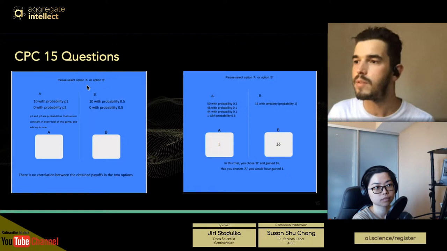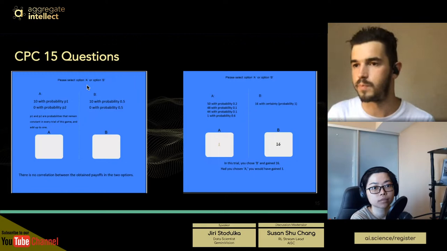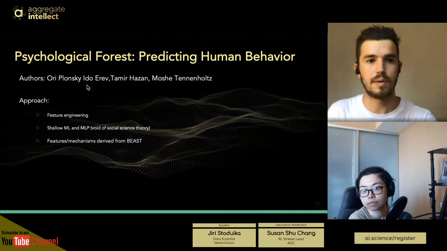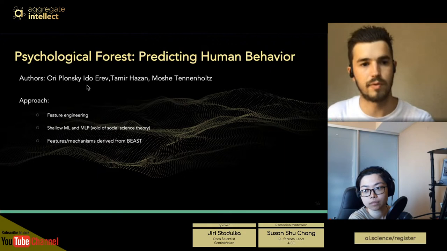So you can see the options the participants were exposed to, and how the feedback they would receive. Here I'm running out of time, so I'm getting to the first work, where the authors use BEAST for feature engineering.